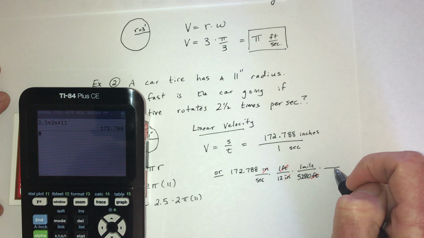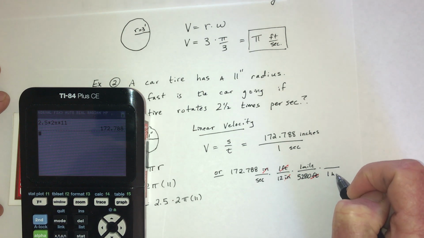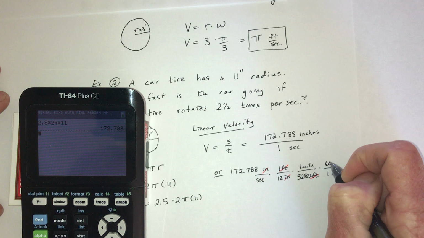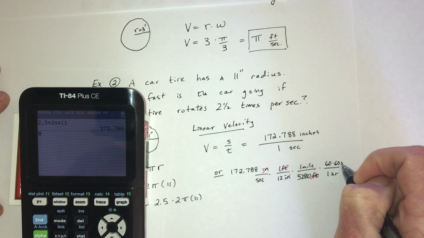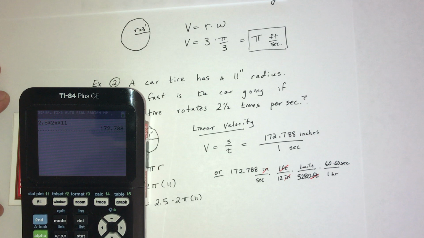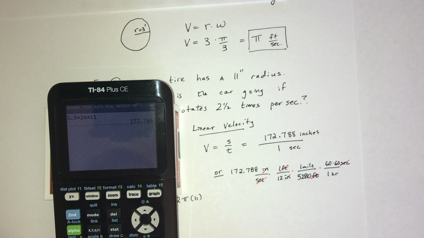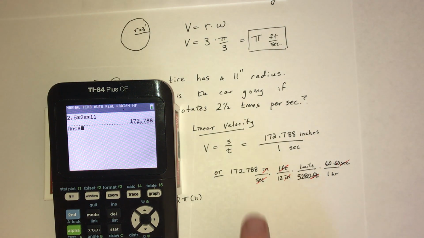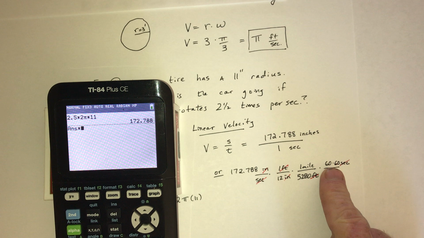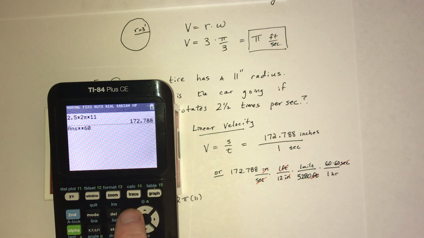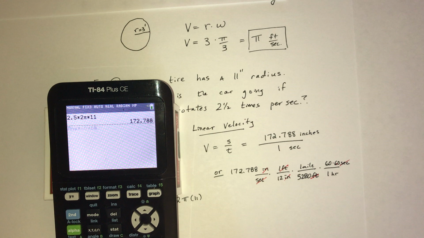So that means that for every 1 hour, there's 60 times 60 seconds. And then, black pen, red pen, those cancel. And now it's in miles per hour. So on the top, I just need to know what is the 172.788, and then times 60 times 60, and then divide by both a 12 and a 5280.